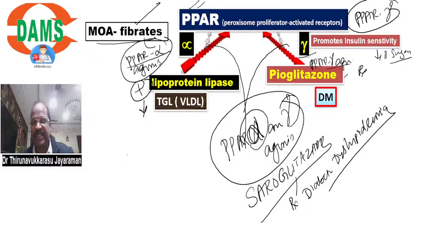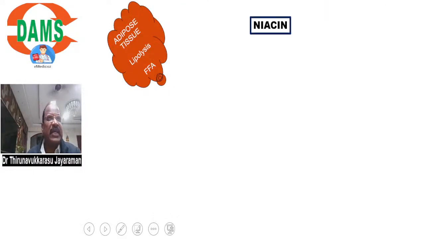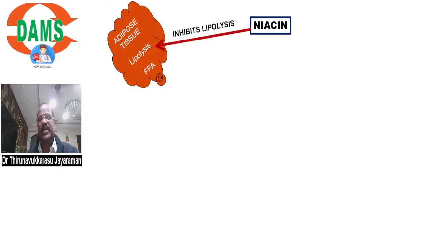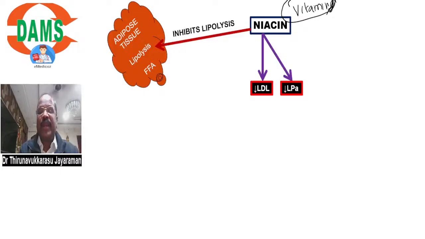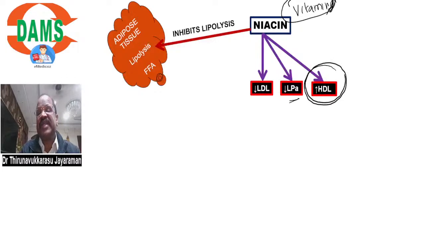Very good. Next, we have niacin. Niacin is a vitamin. It also has cholesterol lowering property. It acts by inhibiting lipolysis. So the question: find the vitamin having cholesterol lowering action. Think of niacin inhibiting lipolysis. In fact, it's a very good drug lowering LDL, lowering Lp(a), and very important, it increases HDL. Among the cholesterol lowering drugs, the drug that increases HDL the most is niacin.